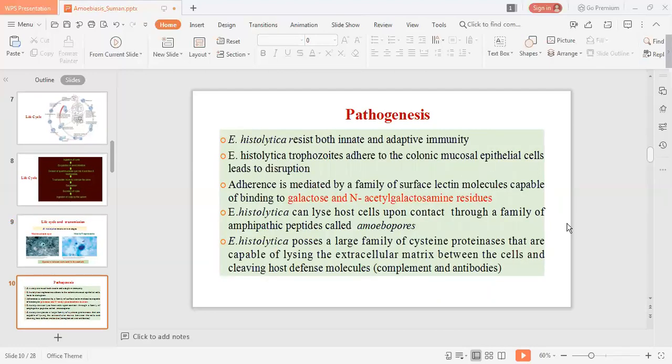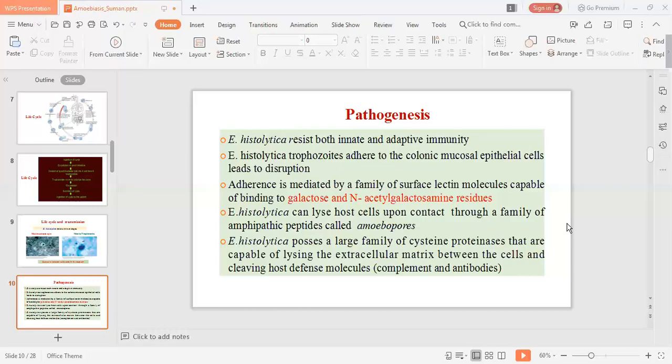Now, Entamoeba histolytica pathogenesis: it resists both the adaptive as well as the innate immunity of the host. The trophozoites first adhere to the colonic mucosal epithelial cell layers and lead to disruption. Adherence to the mucosal epithelial cells is mediated by a family of surface lectin molecules capable of binding to galactose as well as GalNAc, meaning N-acetyl galactosamine residues.